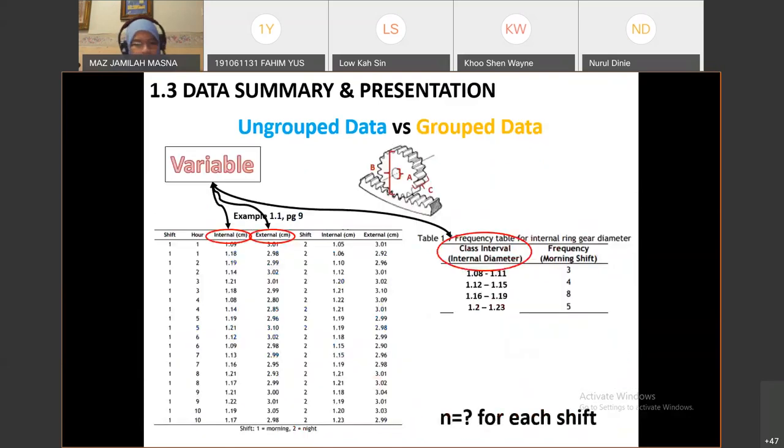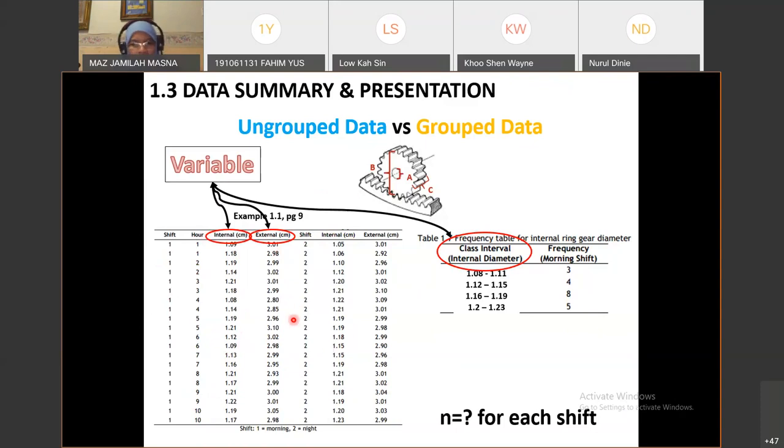Yes, if you look at the table here, all you can see are numbers reflecting the shape of that particular product, the diameter measurement, the morning shift and the night shift. You also have the information regarding the hours of data collection, and the same goes for the night shift. Hours of data collection, and you also have the raw data, and it is hard to see any meaningful insight from this table.